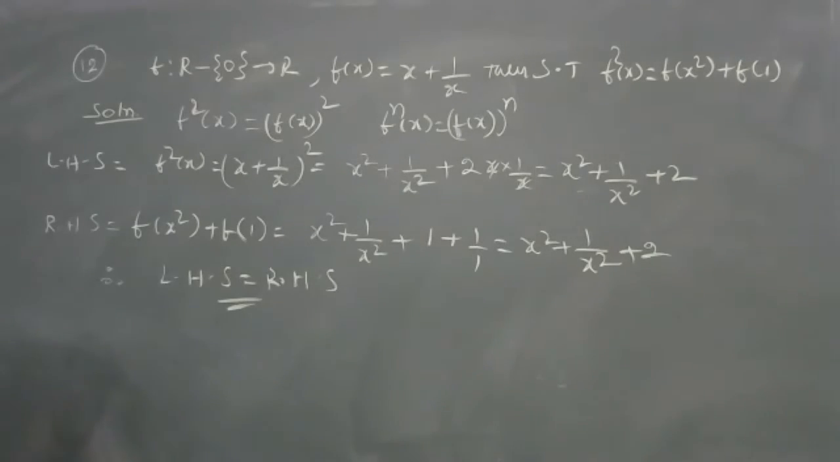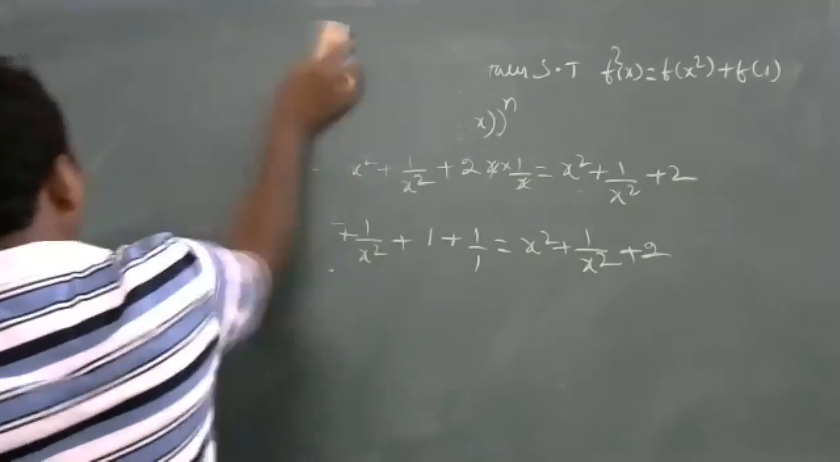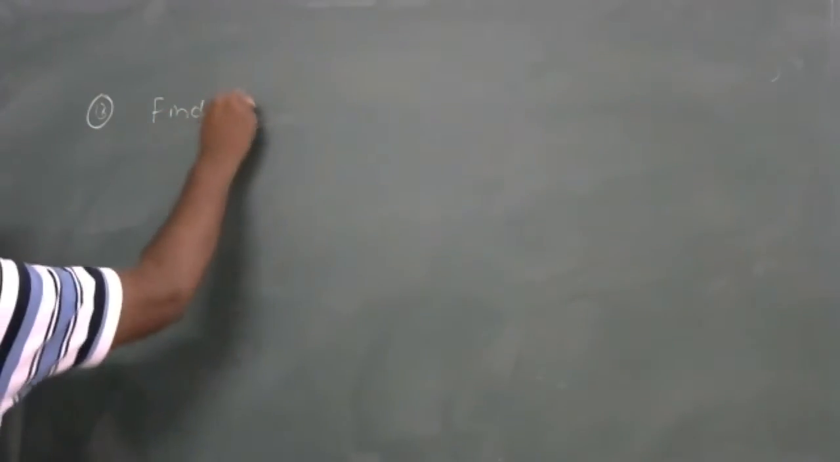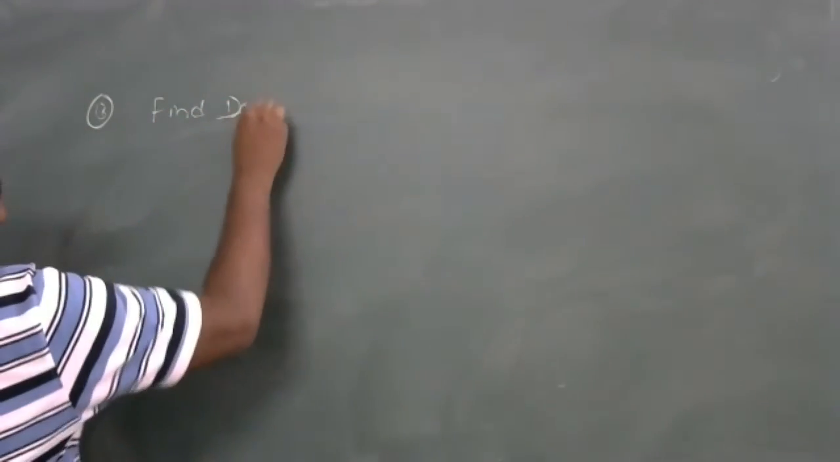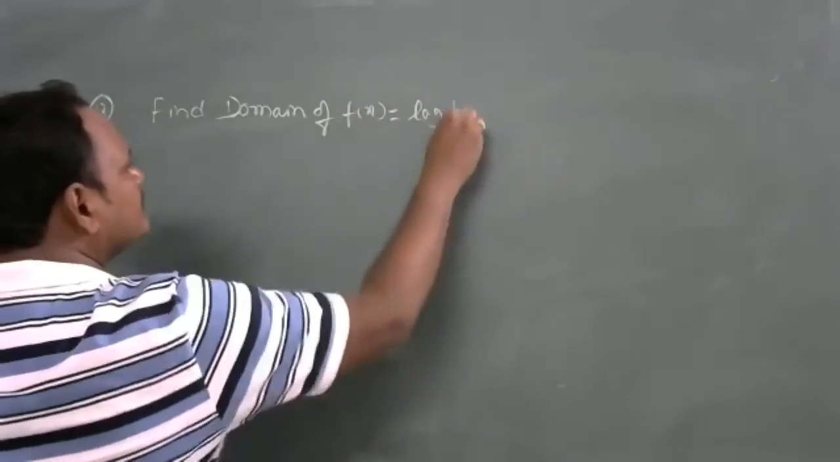Now they have given one more problem: find the domain. We have a short time, only 2 minutes, and I am going to explain it. See here, my dear students. I am erasing this part. f of x is equal to the 13th one. Find the domain of f of x equal to log to the base, okay, mod x.